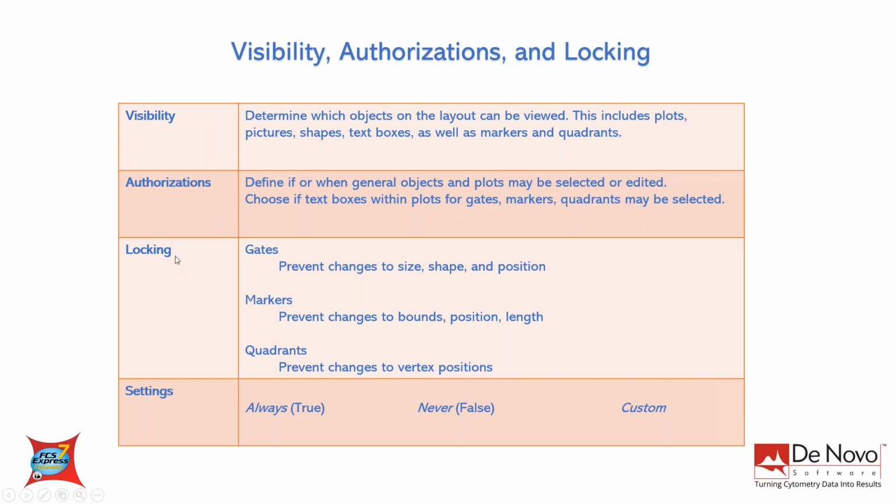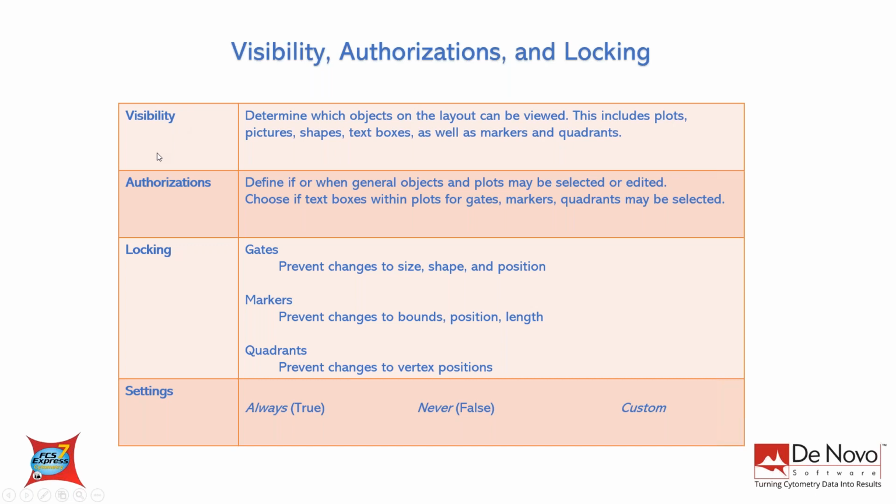Next, we have the locking features, and these allow us to set whether the different gate types in FCS Express can be moved or otherwise edited and changed. For gates, that means preventing changes to the size, shape, and position. For markers on our histograms, you can prevent changes to the bounds, the high and low bound. You can even lock those boundaries to specific values or set each bound according to a token. You can also define the position and length of those markers. For quadrants, you can prevent changes to the vertex positions so that your quadrants will not be movable.